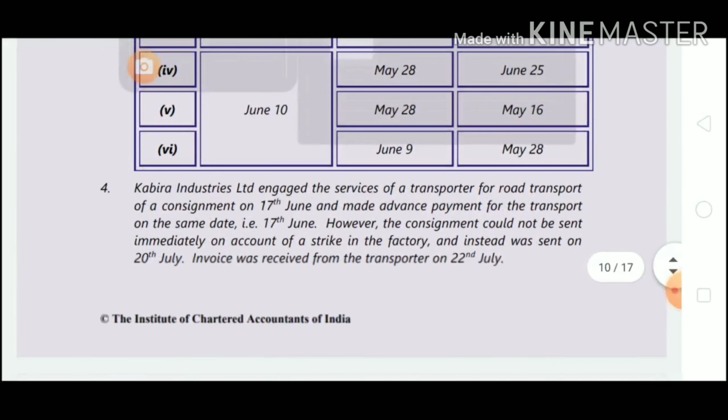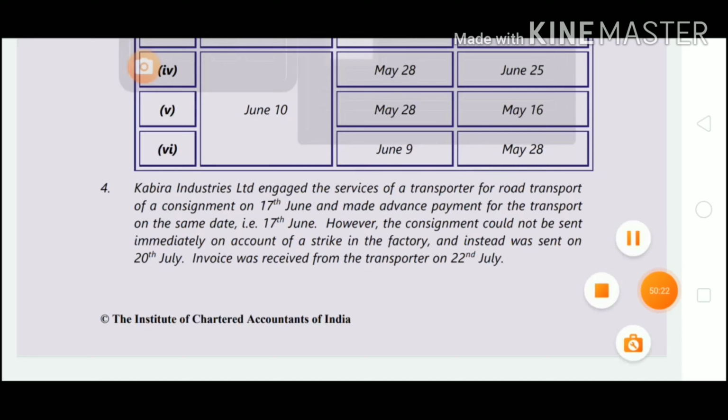Kabira Industries Limited engaged the services of a transporter for road transport of a consignment on 17th June and made advance payment for the transport on the same date, that is 17th June. However, the consignment could not be sent immediately on account of a strike in the factory and instead was sent on 20th July. Invoice was received from the transporter on 22nd July.